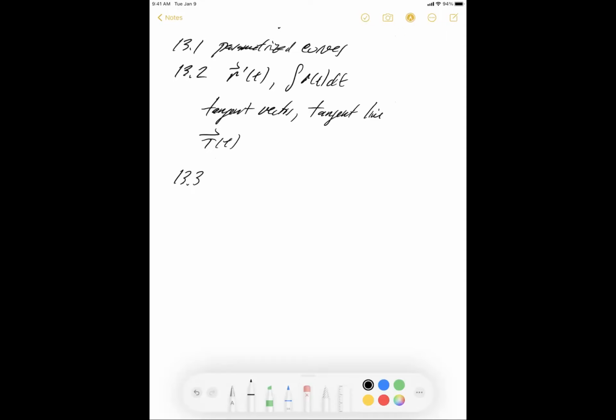Can you say the tangent vector again, like the capital T of t formula? Yeah, that is the unit tangent vector. So that is r prime of t divided by the length of r prime of t. Okay, thanks.